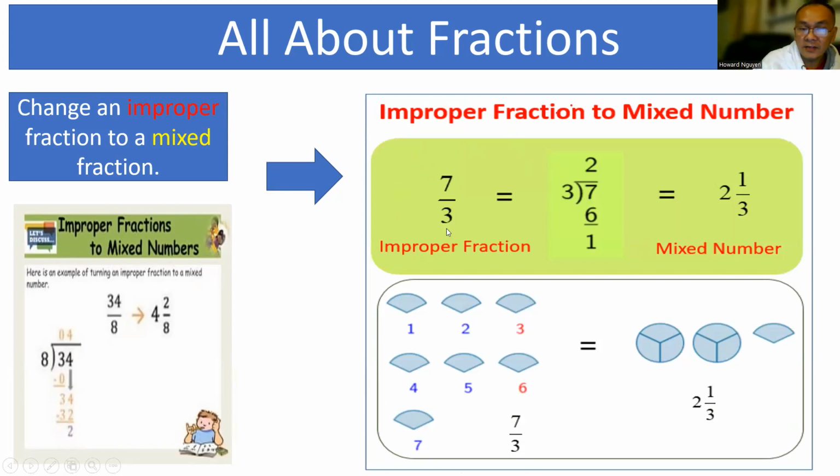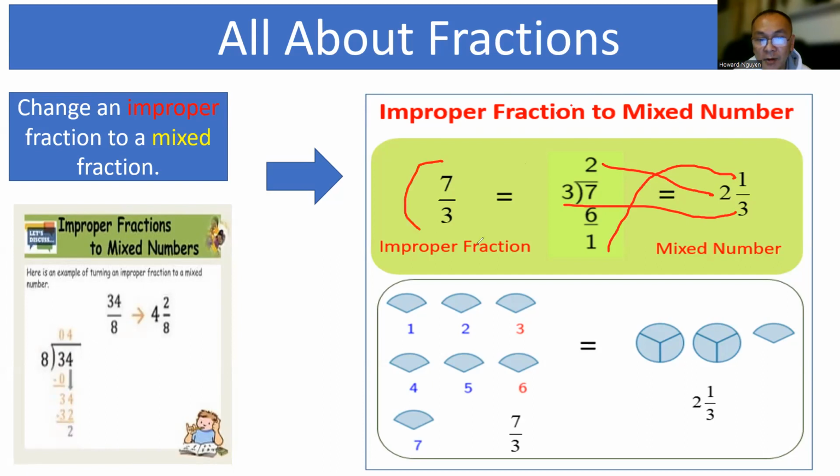So you have 7 over 3, which is an improper fraction. You're going to have to divide. You take 7 divided by 3, which is 2 times. 2 times 3 is 6. 7 take away 6 is 1. So this number right here is your remainder. This number is your quotient. 3 doesn't change. So in order to change an improper fraction to a mixed number, you have to divide.